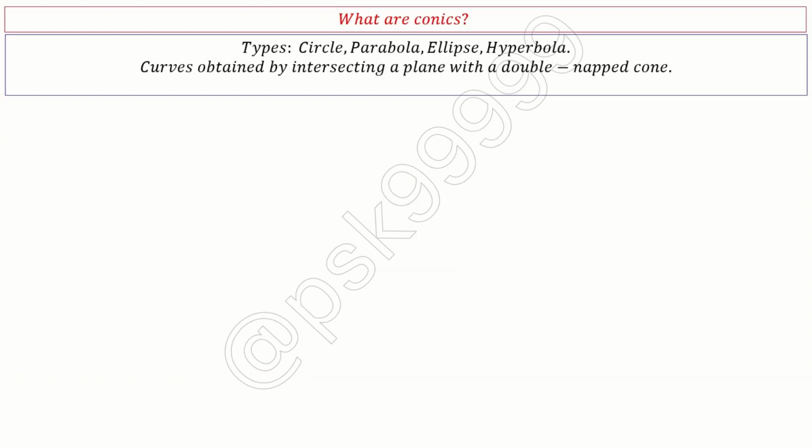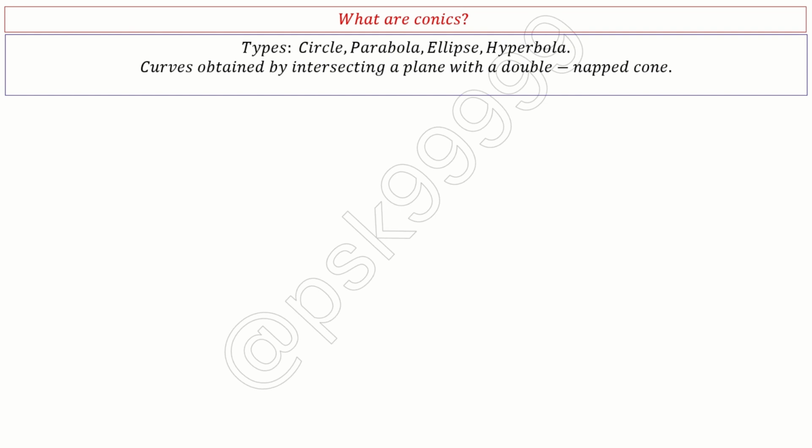What are conics? Conics are basically four types: circle, parabola, ellipse, and hyperbola. If you have already looked at how these shapes look, you may not think there is a relation between these four. They are independent geometrical shapes, but there is a relation between all of them.